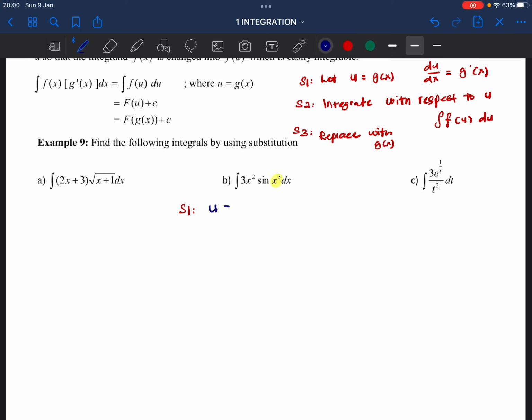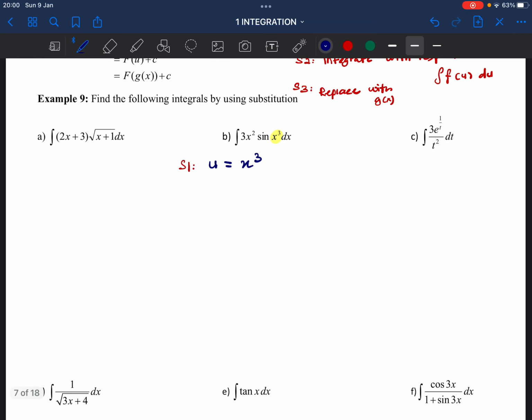So u is equal to x cube. We differentiate our u with respect to x, du over dx, we get 3x square. As I said earlier, I want to make this the subject here. So you can change it: du is equal to 3x square dx. The blue color is the same as this one, which means 3x square dx is equal to du.